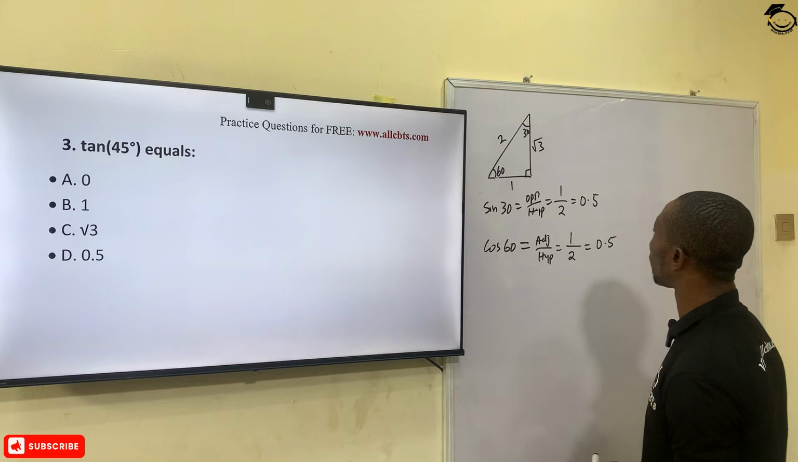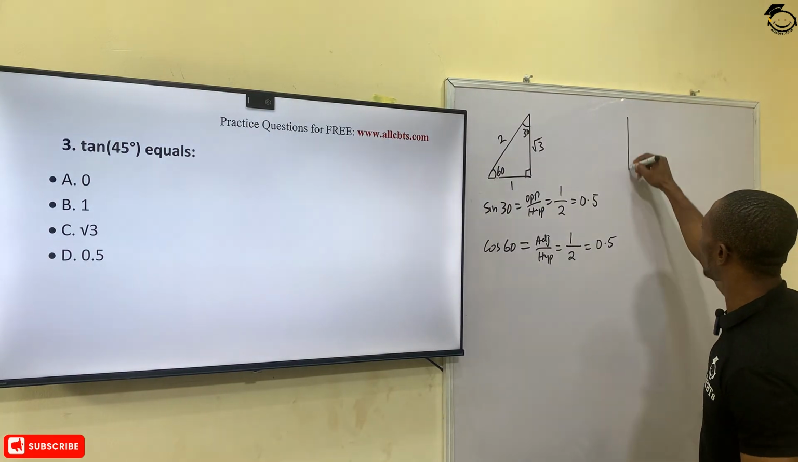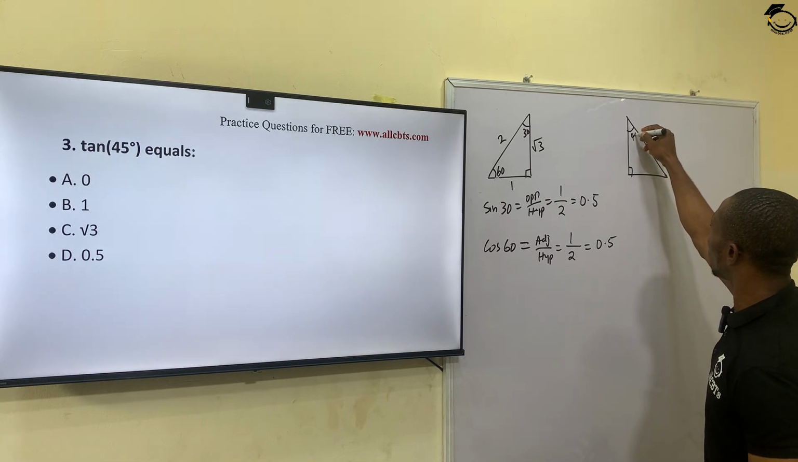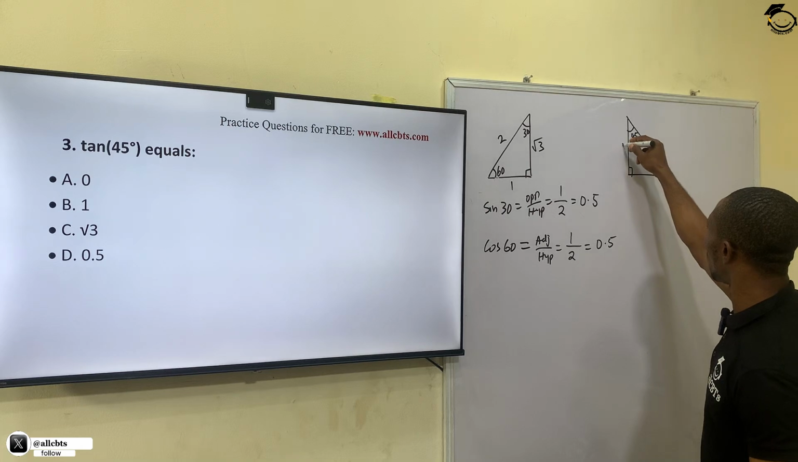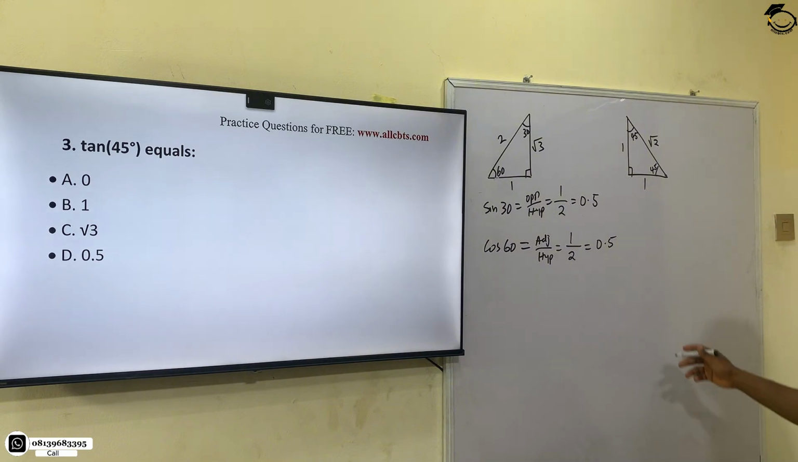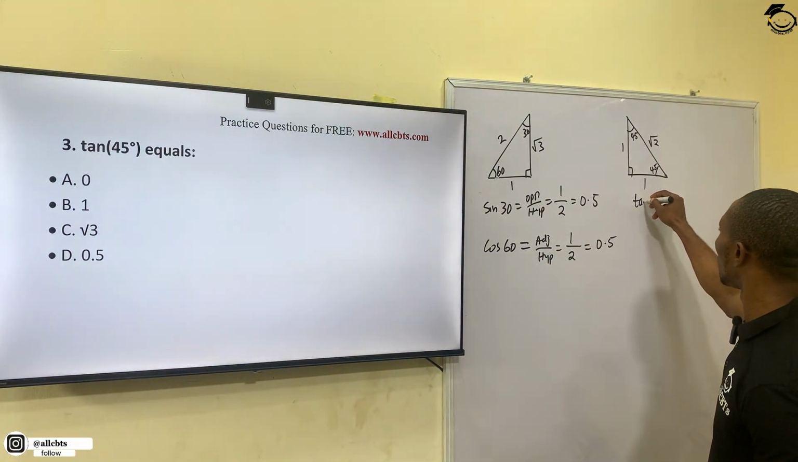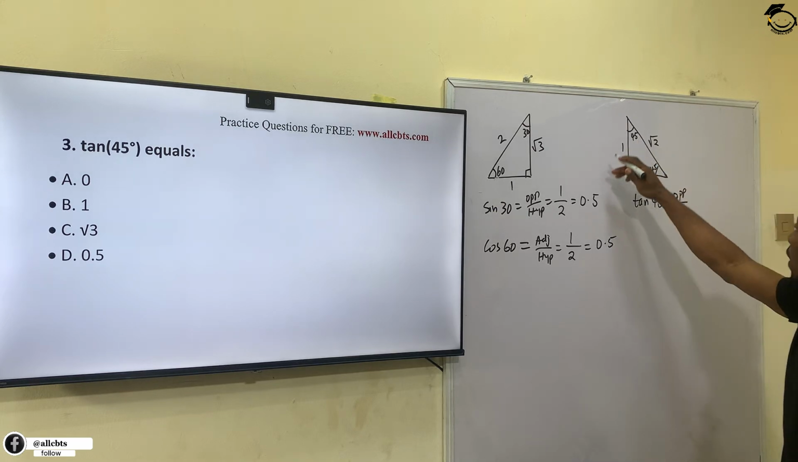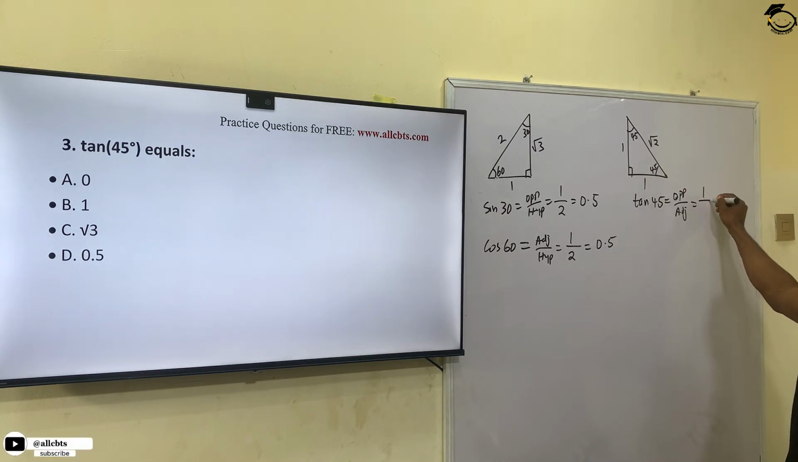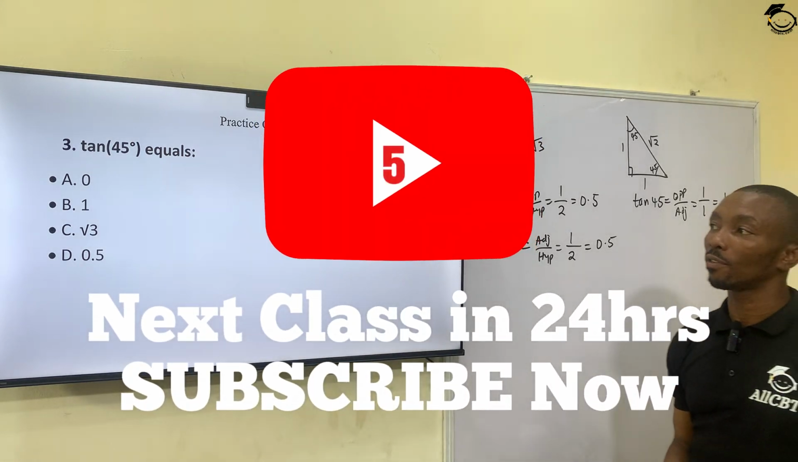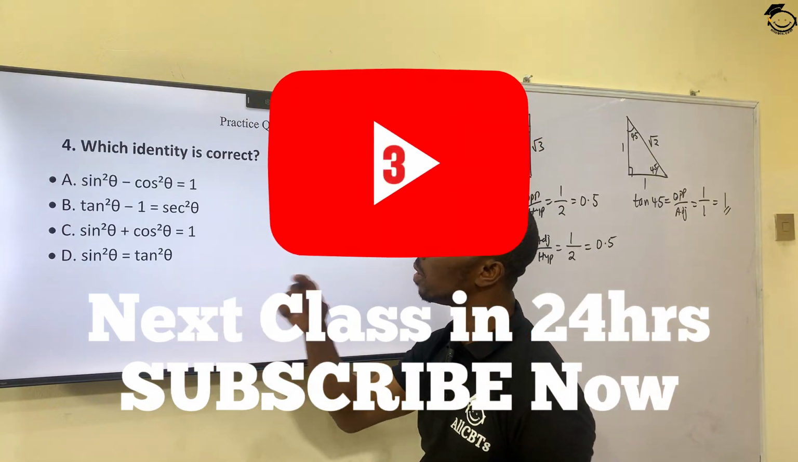Now, tan 45. Looking at tan 45 from a right angle triangle, where we have 90, 45, and 45, with sides 1, 1, root 2. Tan 45 would be opposite over adjacent. Considering any of these, we can see our opposite is 1 and the adjacent is 1, which will give us 1. So our tan 45 equals 1, which is option B.